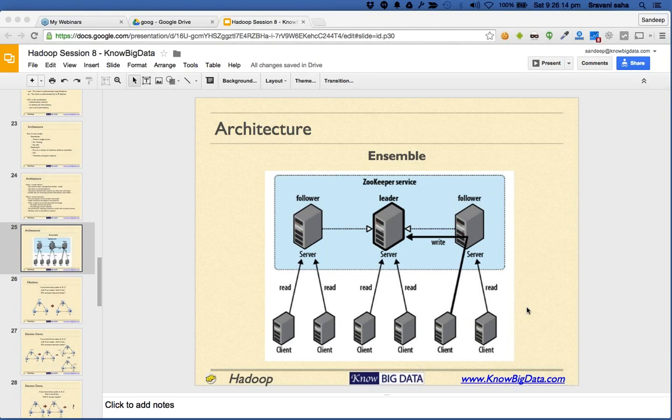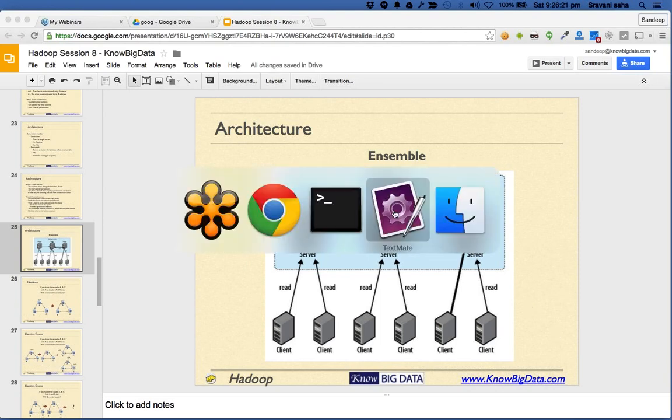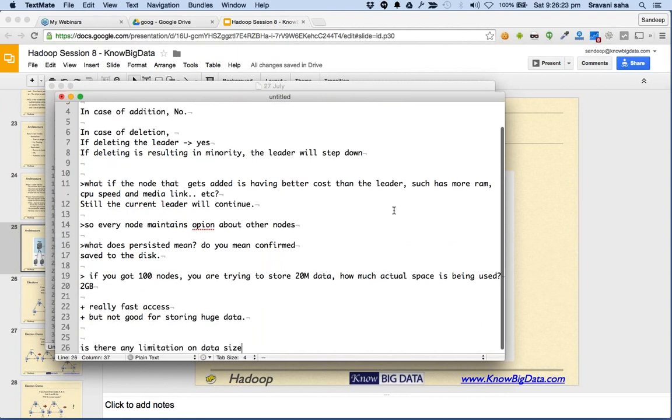Arvind's question is, is there a limitation on the data size in the node? I think there is a limitation. I need to check exactly what the limitation is, but there is a limitation on the data.